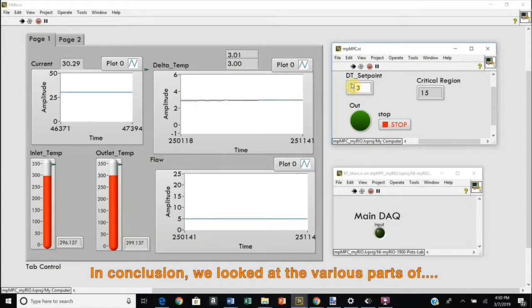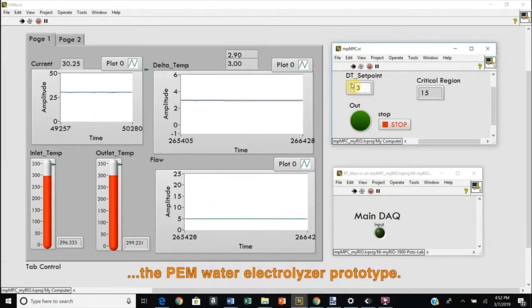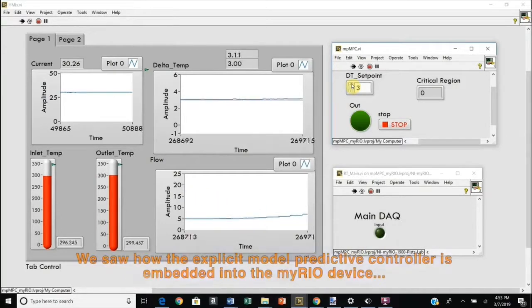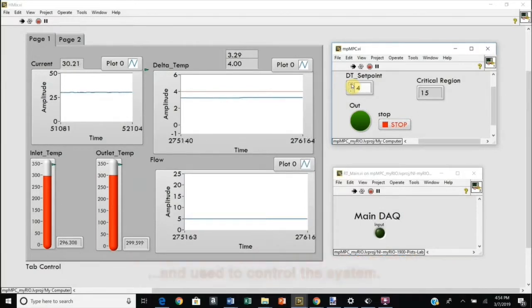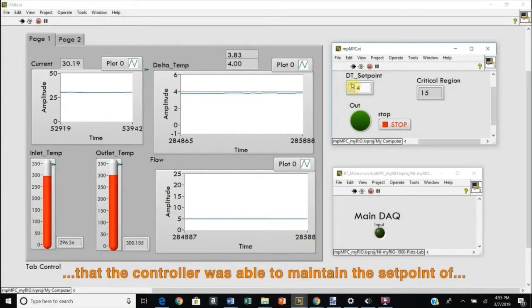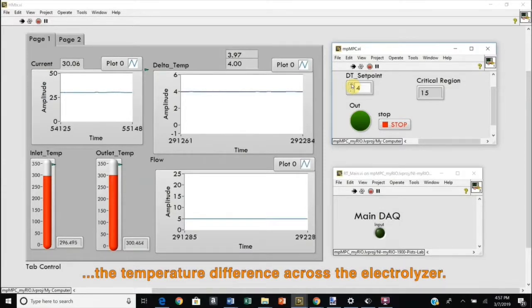In conclusion, we looked at the various parts of the PEM water electrolyzer prototype, and we saw how the explicit model predictive controller is embedded into the myRIO device and used to control the system. We also saw that the controller was able to maintain the set points of the temperature difference across the electrolyzer.